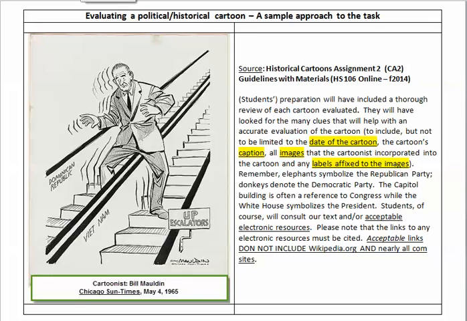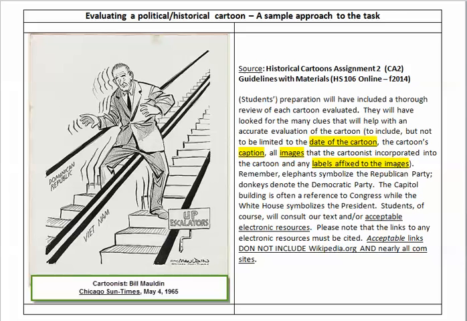I thought that it would be helpful to you folks in handling the second cartoon assignment if I tried to give you an example of how you might approach a cartoon. So I've chosen a cartoon, and you're looking at it here, and it's a cartoon from May of 1965.